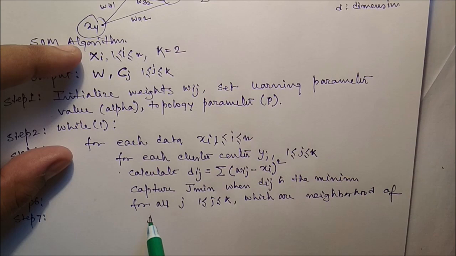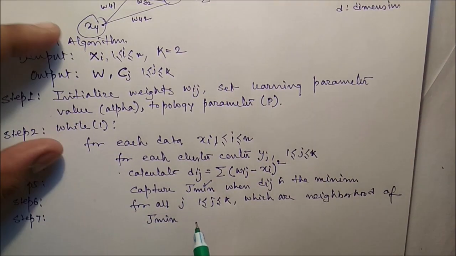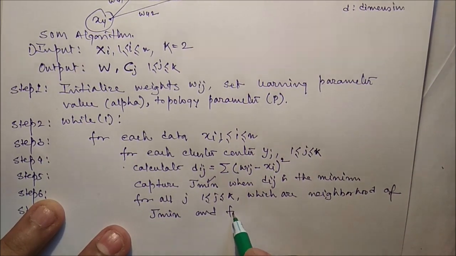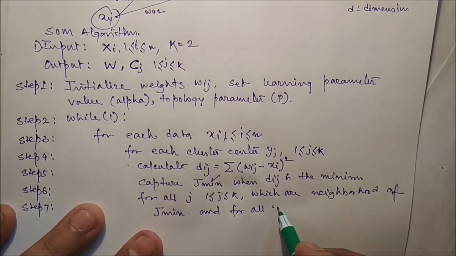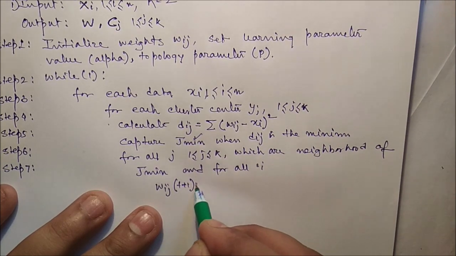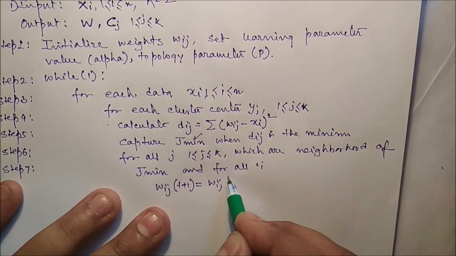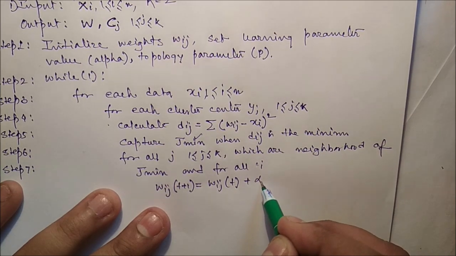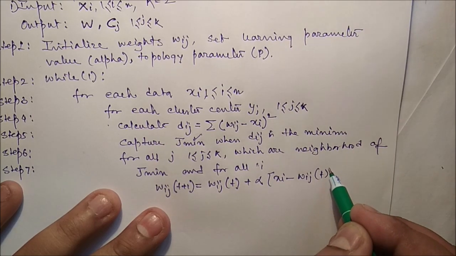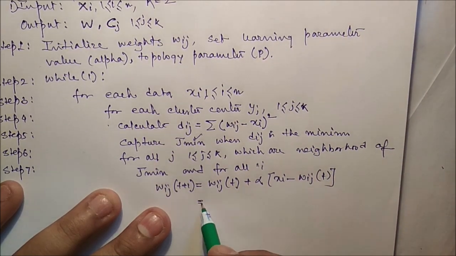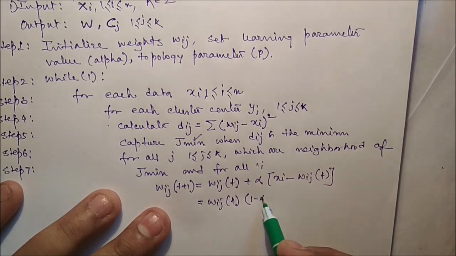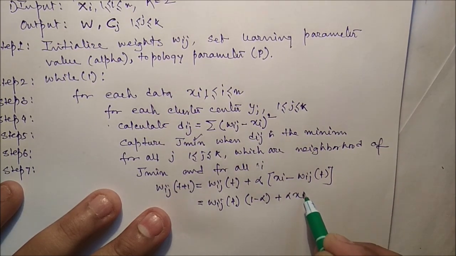of j mean, and for all i, wij, we have to update the weight. wij(t+1), the next, is wij(t) plus alpha times (xi minus wij(t)), and if you simplify it, we can get wij(t) into (1 minus alpha) plus alpha xi.